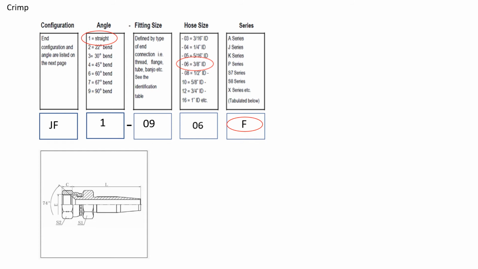Let's have a look at our template. The configuration is still a JIC female, JF. The angle is still 1, which is straight. Fitting size is still a dash 09, which is 9/16, JIC 9/16, 9/16 UNF, to be specific. Hose size 06, which is 3/8. And now the series is F, which is field attachable.